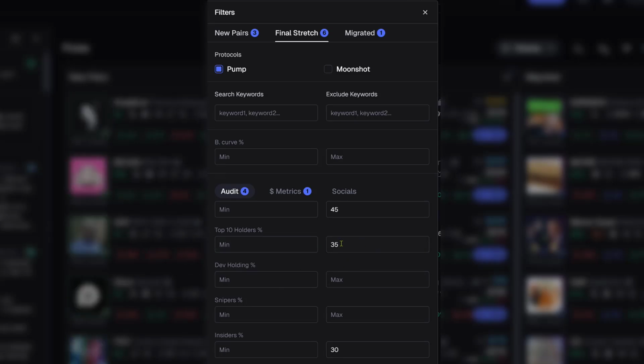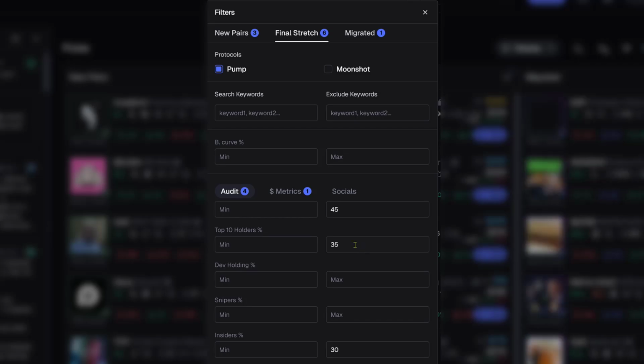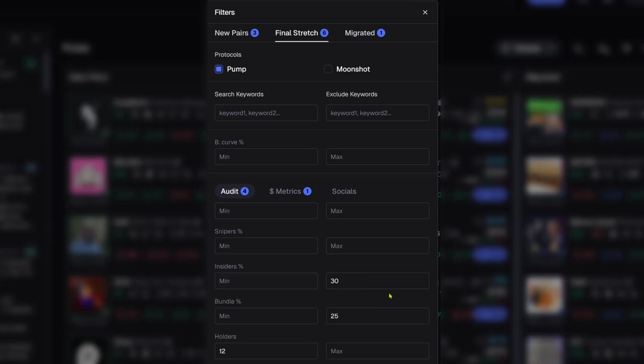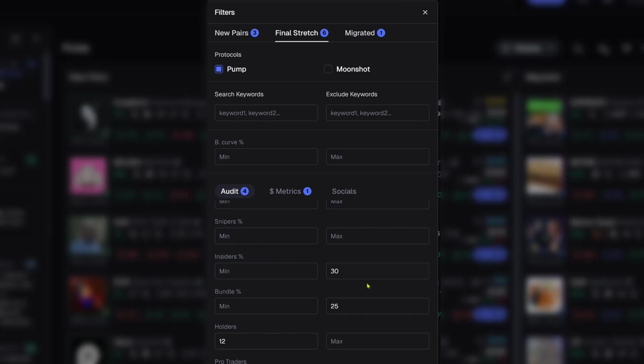Top 10 holders, percent of the supply, maximum 35. That's on the high end. You can adjust that to your liking. Maybe it's, I don't know, you could put 25 if you want, right? I do 35. Insider percentage, 30. You could put 20 for that or 25, however you feel. I put 30, not to rule out too much because then you're left with not many options.